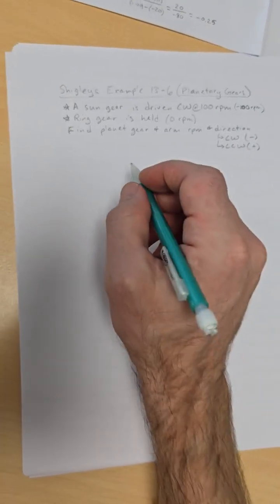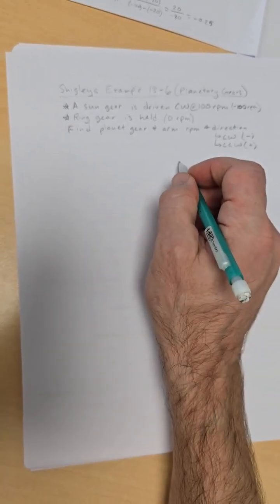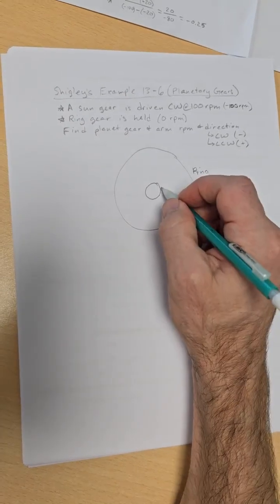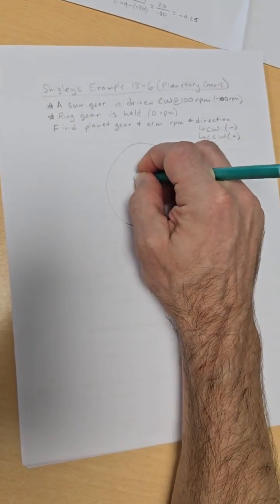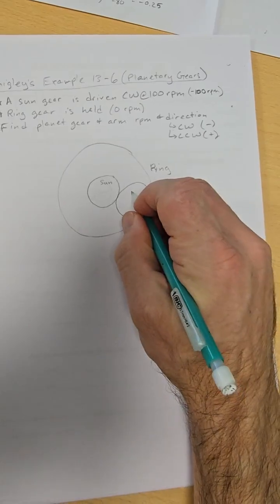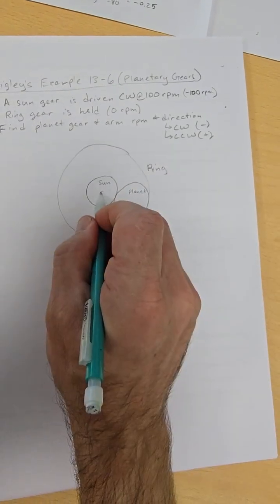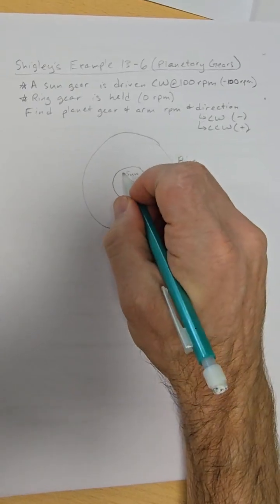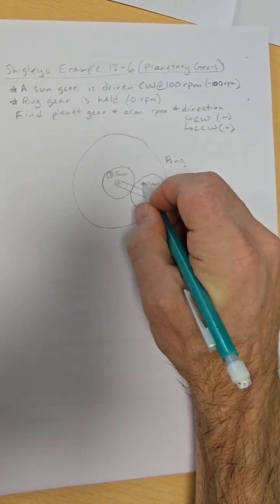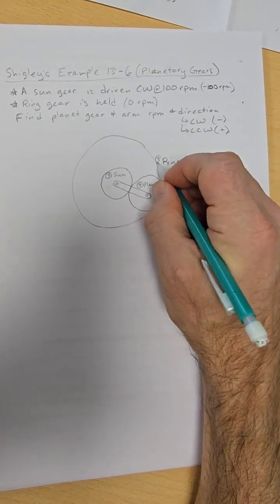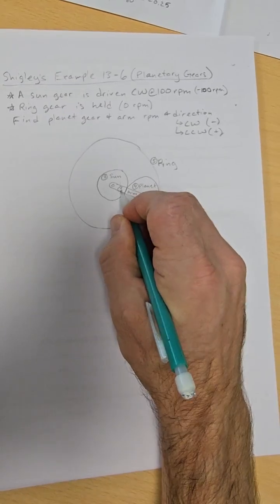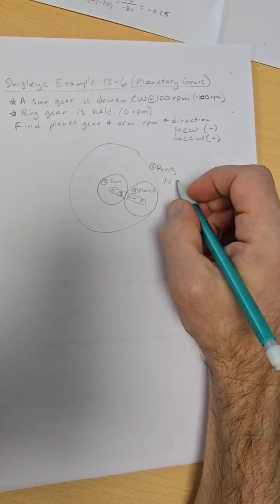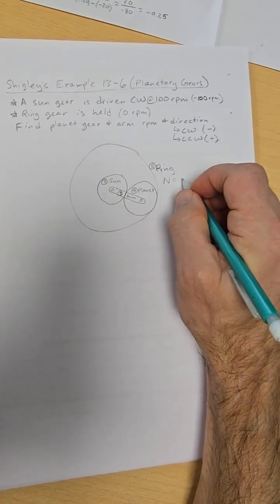Let's review some of the concepts around planetary gears. We have the ring gear, we have the sun gear, and then we have a planet. I made the sun a bit bigger so it shows up. Then we have the planet here, and of course between the sun and the planet, we have the arm. We're going to number these: the sun as 2, the planet as 4, the ring as 5, and the arm as 3.